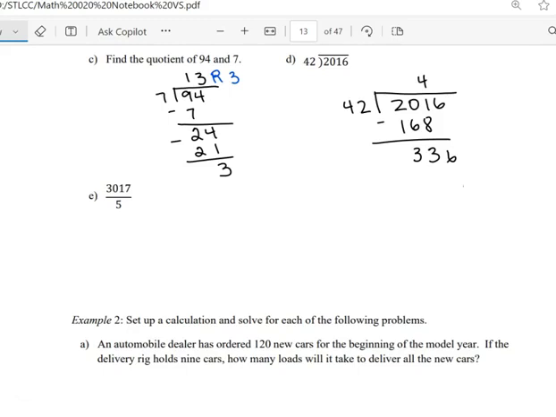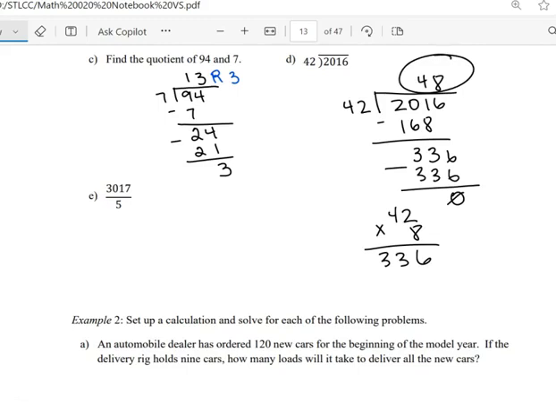And let's think about how many times 42 goes into 336. So if I were looking at 40 and 300, I might have gone for maybe 8. So let's double check the 8. So 42 times 8, 2 times 8 is 16, 4 times 8 is 32, 336. So you got the 8, 336. You subtract, got a 0. Out of digits, 0 at the end, 48 is your answer.